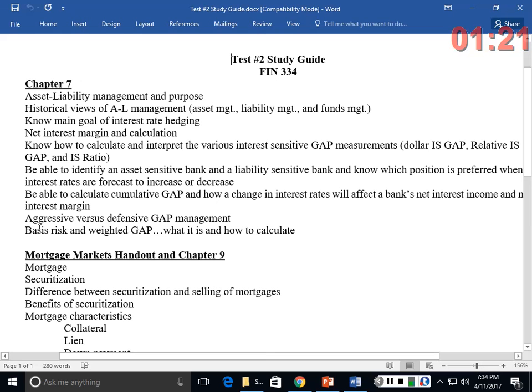And then finally, basis risk and weighted gap. What is it? How do you calculate it, et cetera? And that was referring to the fact that interest rates on assets tend to increase faster when rates are going up than deposits. And if rates are going down, interest rates on assets tend to decrease faster than deposits. Is that right? No. They decrease slower than deposits. If rates are going down, deposits tend to decrease faster.